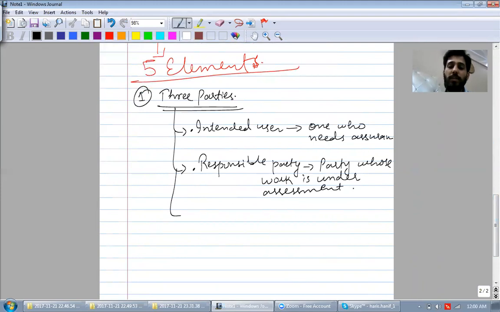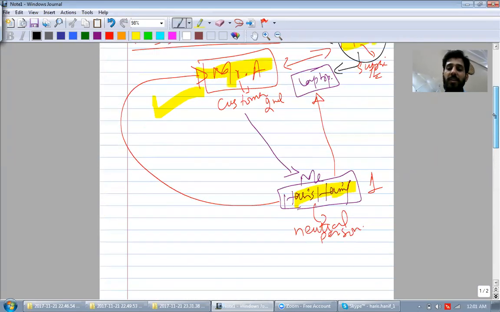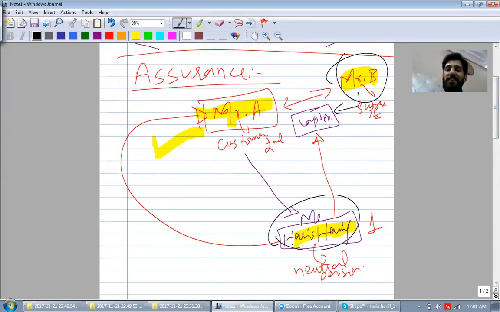Whose work is under assessment. And number three is the practitioner. Now, who is the practitioner? The practitioner is the one who provides the satisfaction level. The practitioner is the one who checks the thing which is going to be examined.